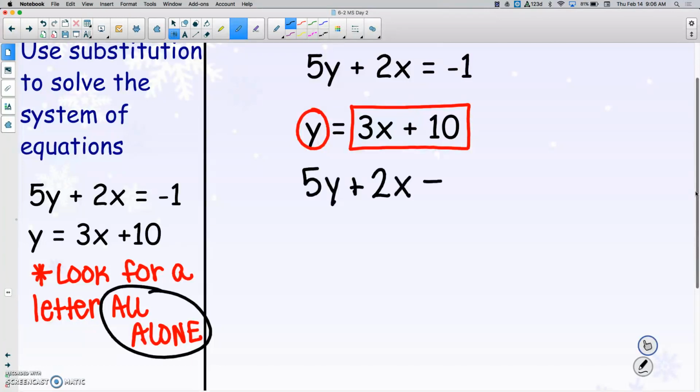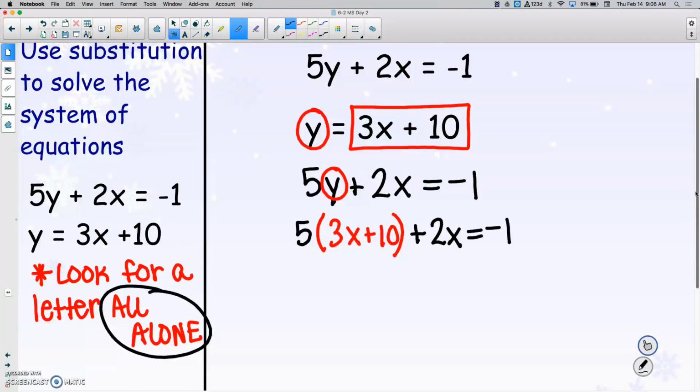So I'm writing down the first equation, and where the letter y is, I'm going to replace it with 3x plus 10. Today, what's a little different is instead of another rectangle, notice I put it in parentheses when I replaced it. The reason that I did that is because there's a 5 in front of that y that I'm substituting for, and that 5 needs to be distributed. So 5 times 3x is 15x, and then 5 times 10 is 50. So here is the equation that we are solving.